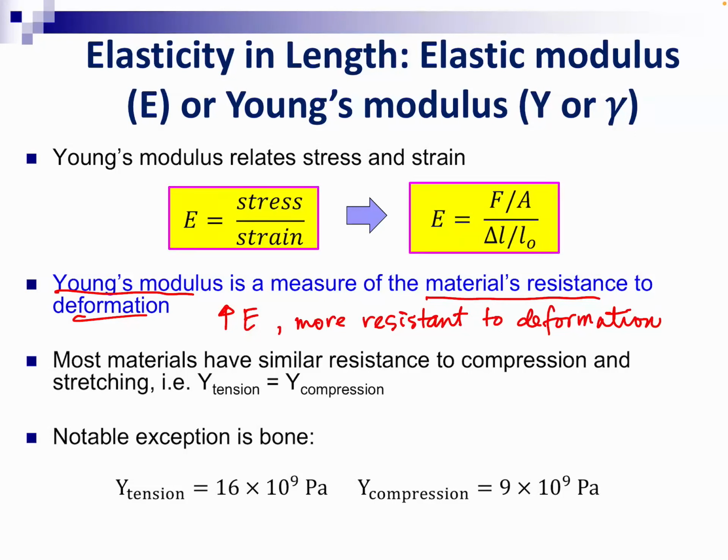In general, materials have similar Young's moduluses in terms of tension and compression, but there are some notable differences. For example, bone has different tension and compression moduli, right? So for tension, it's 16 times 10 to the 9 pascals. For compression, it's 9 times 10 to the 9 pascals. Looking at these values for the elastic modulus for bone, is it easier to compress or stretch the bone?